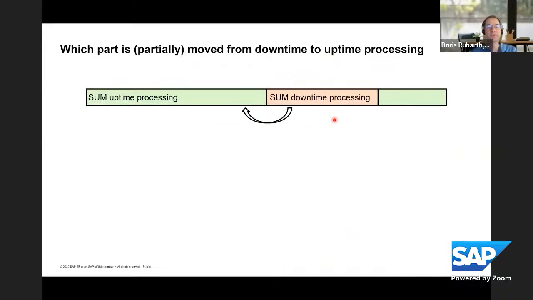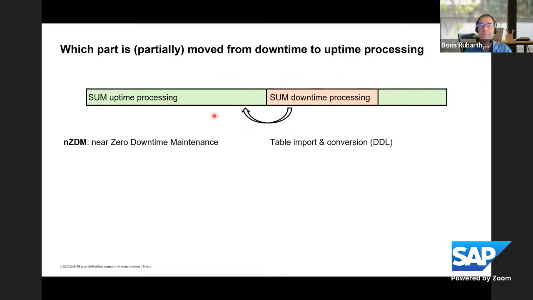So the question is always for each of our scenarios, typically the Software Update Manager has a lot of uptime processing. Then there are some downtime activities. And the question is, which part from the downtime processing is moved to uptime processing with which approach? And there we start with near zero downtime maintenance.